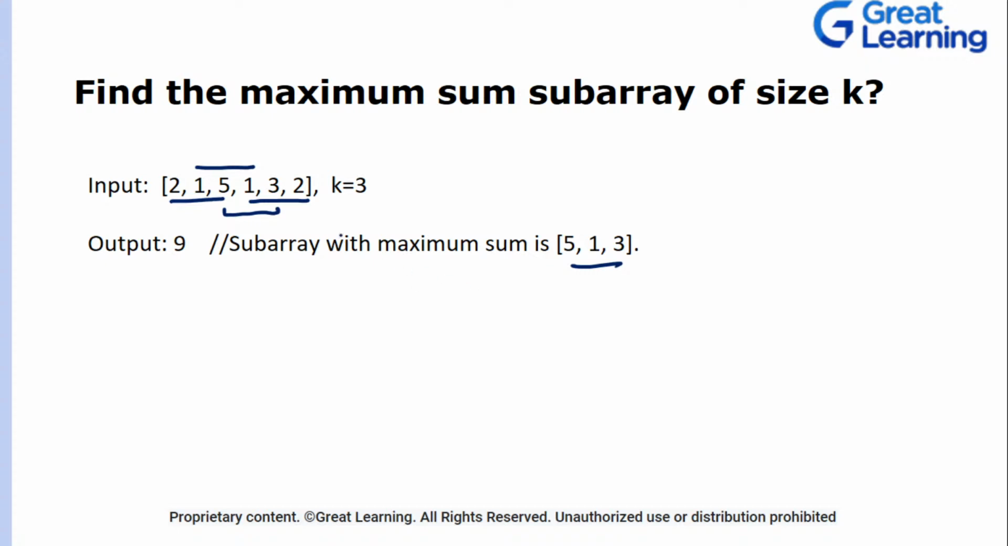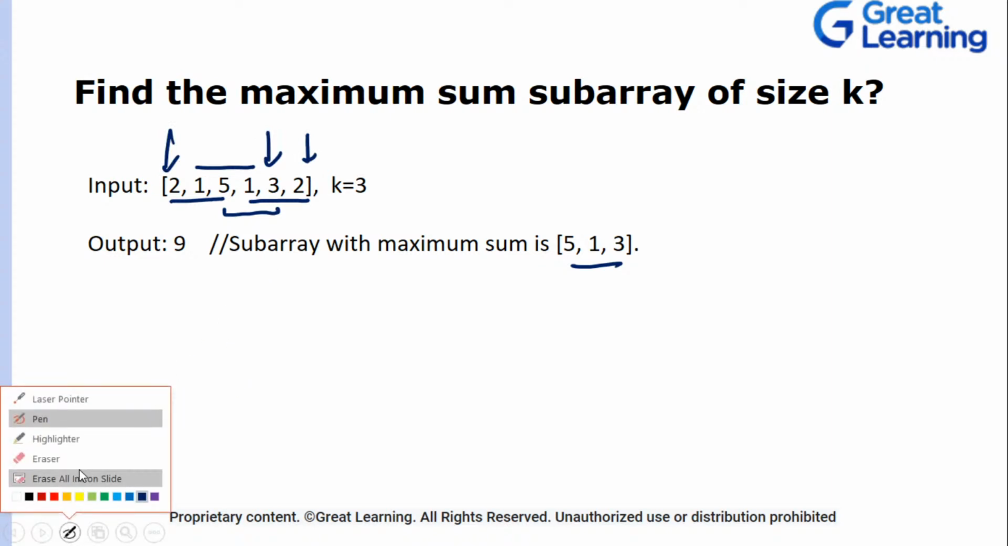Correct. So it should be continuous, right? So this cannot be a subarray. 2 is here, 3 is here, and 2 is here. This is not a subarray. Done. Now this is clear to you guys.